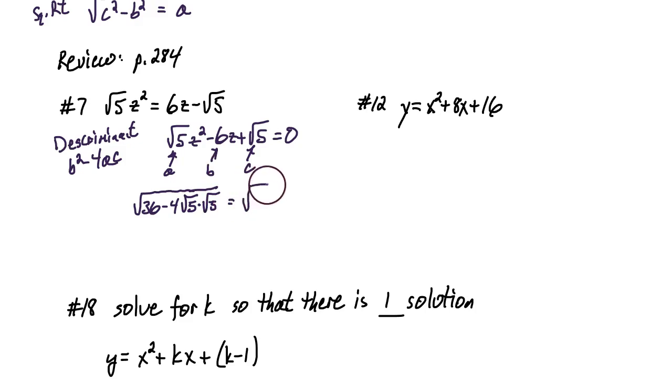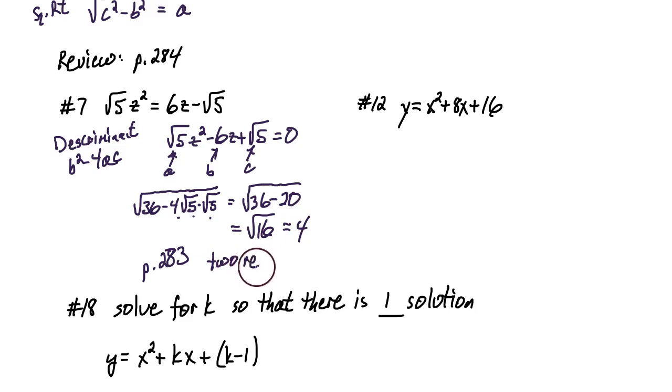Let's work inside the radical. We have 36 minus, and then let's look at this part here. The square root of 5 times the square root of 5 makes a regular 5, and 4 times 5 is 20. So this is equal to the square root of 16, which is just positive 4. Next up, using the chart that's on page 283, what is the nature of the roots when the discriminant is a positive number? That tells us there are 2 real roots.